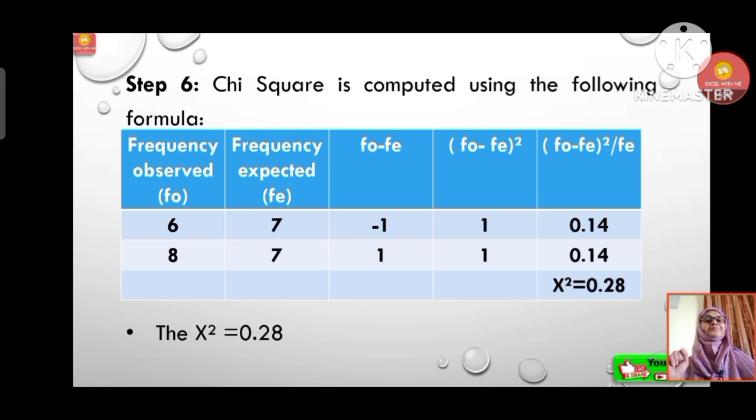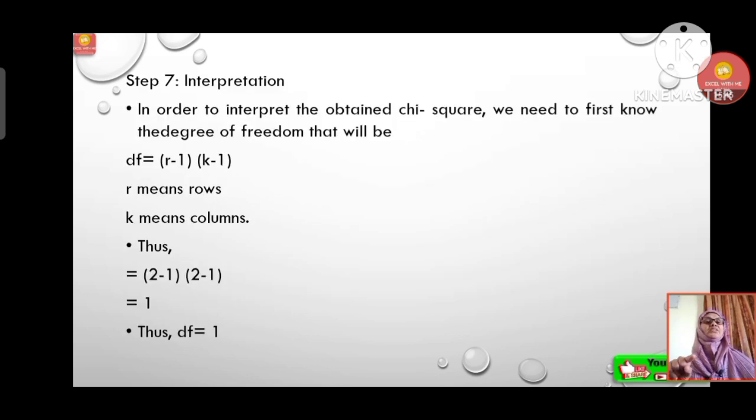Now step 6, chi-square is computed using the following formula here. The answer we got is 0.28. Now step 7, interpretation. In order to interpret the obtained chi-square, we need to first know the degree of freedom. What is the degree of freedom here? R minus 1, K minus 1, first and second one. R means rows, K means columns. Thus 2 minus 1, here we got degree of freedom 1. Thus the degree of freedom is 1.